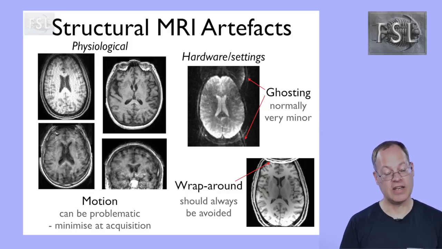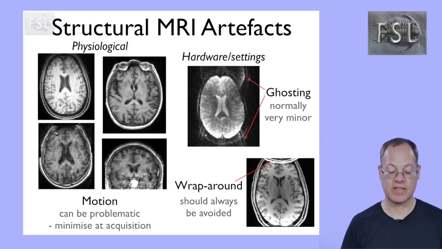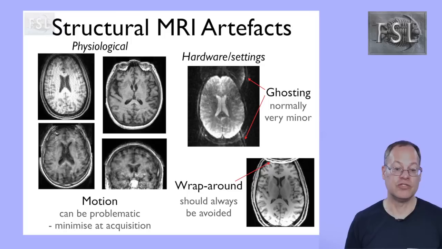And wraparound in an instance like this is a real problem and would just make that scan unusable, because that overlap between the back of the head and the front of the brain means that we don't know what the intensity of the brain should be at that point.